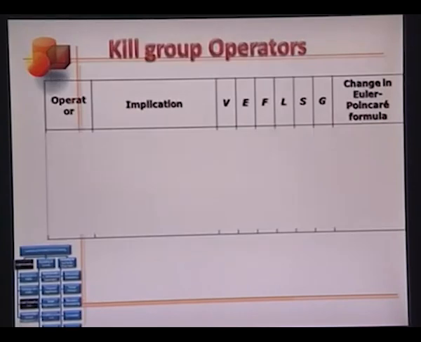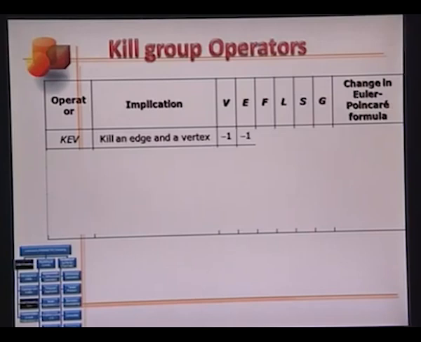Now, the kill group of Euler operators. The first is KEV, that is, kill an edge and a vertex. The number of vertices would decrease by 1, and the number of edges would decrease by 1.